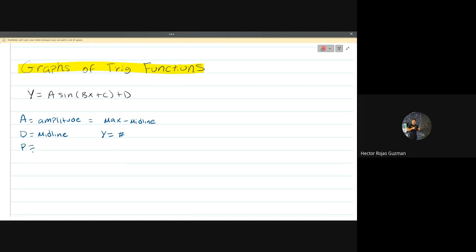And then P is the period. And that's going to be 2 pi over B. That's usually the piece that we confuse the most, because I see students look at this number right here and they're like, oh, that's the period. It's like, no, that's not the period. That gets used to find the period. That's basically it as far as the notes. Let's go ahead and do two examples real quick.